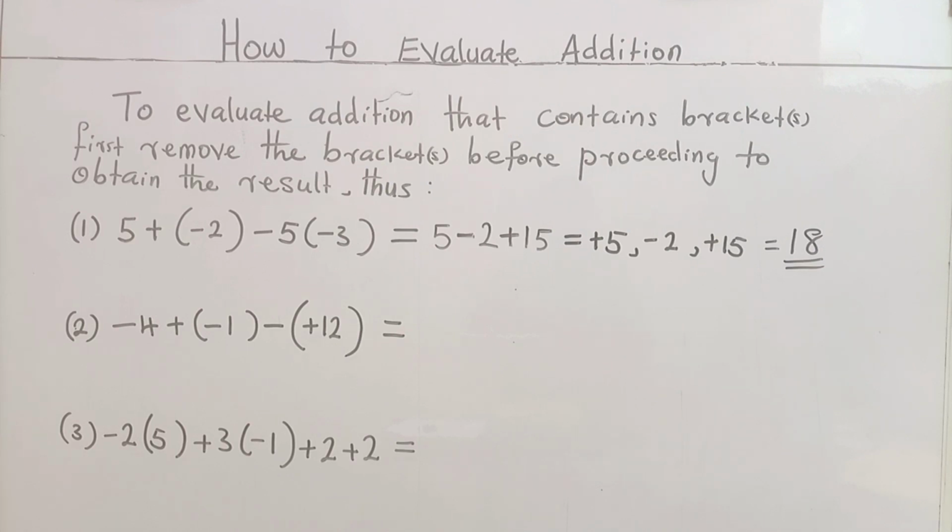Now, look at number 2. Can you do it now? Pause for a while and think if you can do it for yourself. Minus 4 plus bracket minus 1 minus bracket plus 12. What will it be? Like I said earlier, pause for a while and check if you can get the answer without me. Okay, let's do it together.